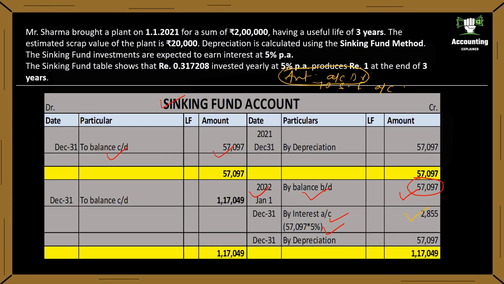Next, the yearly depreciation, which we calculated as 57,097. That will be uniform till the life of the asset, the plant, that is in this case for 3 years. So by depreciation 57,097. On seeing, we find the credit side balance is more. So we take the total of the credit side, we get a balance of 1,17,049, to the debit side also. And on December 31, we get the balance carried down, to balance carried down on the debit side as 1,17,049.